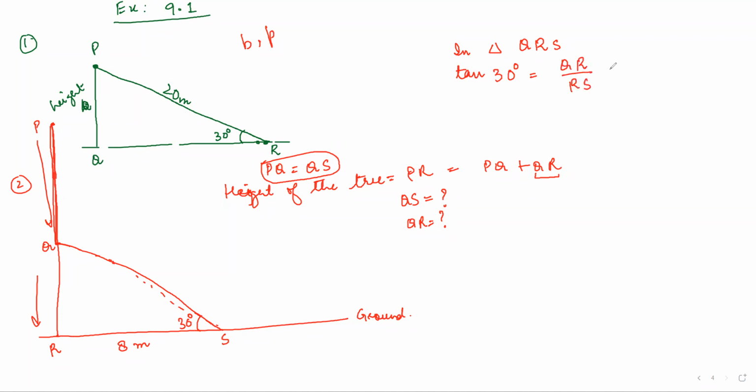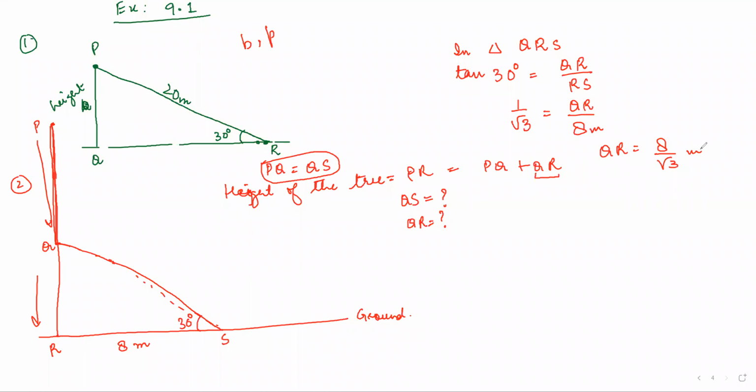Now tan 30 is how much? Tell me. 1 by root 3. So 1 by under root 3 is equal to QR upon RS. QR I want to find, RS I know that is 8 meter. So from here, my QR becomes 8 upon under root 3 meter.